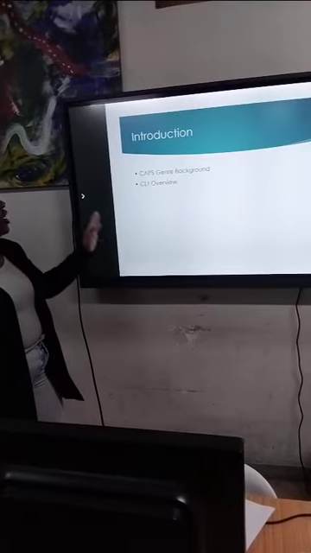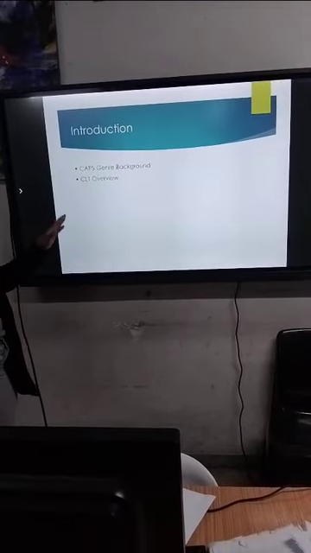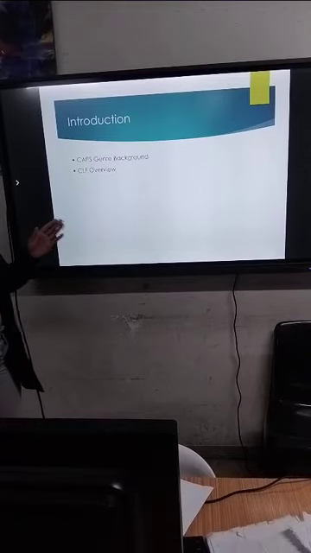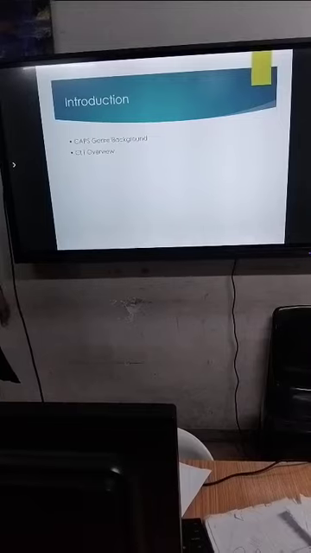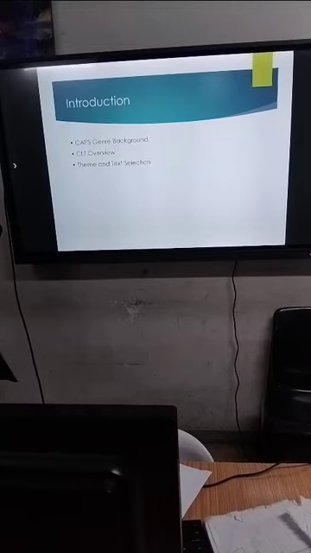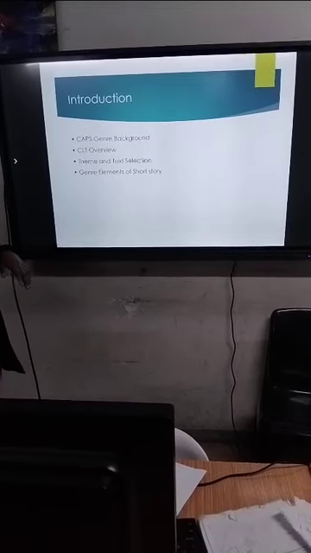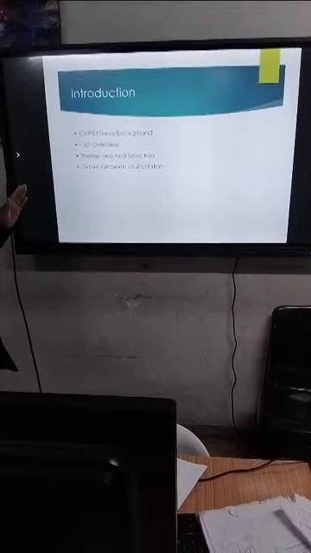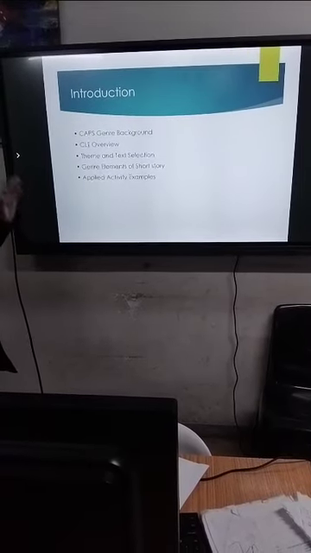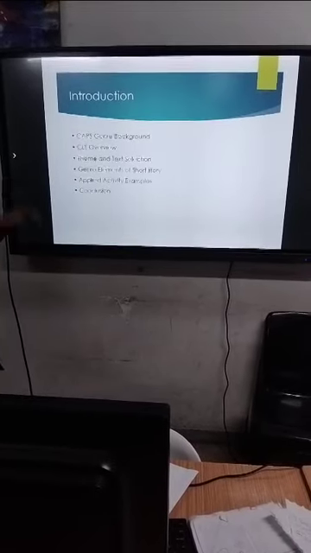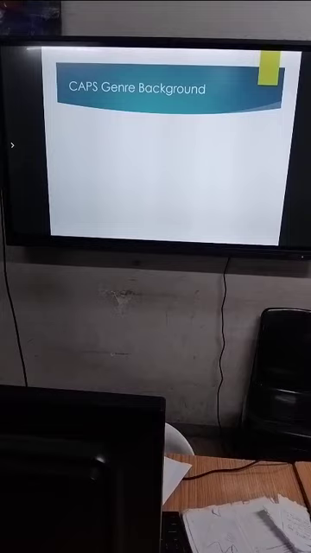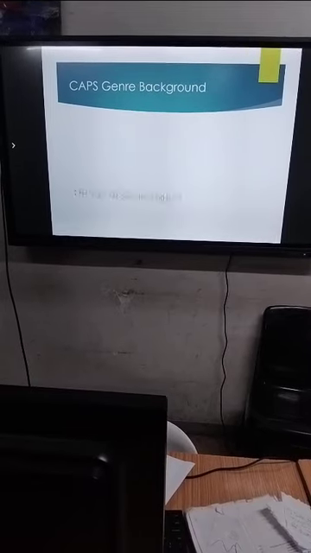And then we'll look at the communicative language teaching approach, which is the language teaching approach that should be used when teaching genres. And then we'll look at the theme and text selection. Then we'll look at the genre elements of the short story. And then I will take you through some activities for the day. And then we'll conclude our presentation, our workshop for the day.